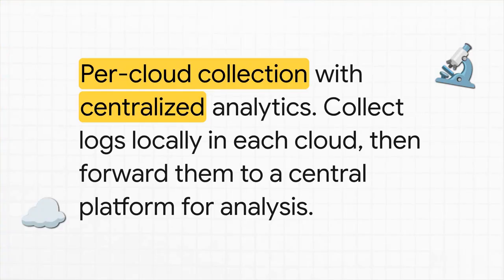First up, Blueprint 1: per-cloud collection with centralized analytics. This is your classic hub and spoke model. Just think of it like this. Each cloud is its own local precinct, collecting evidence on its own turf. Then, it sends the processed clues over to a central headquarters where the real analysis happens.